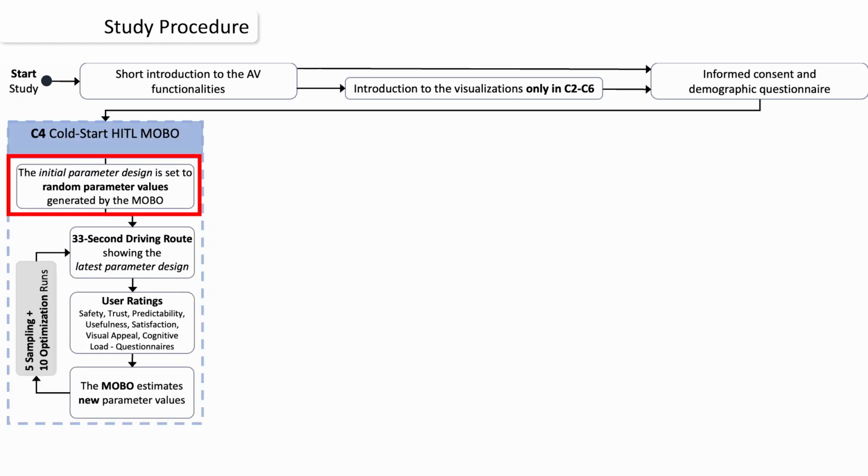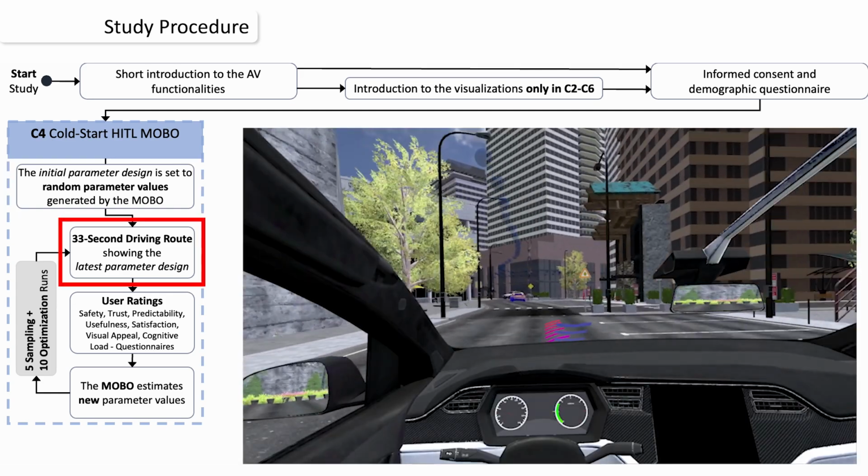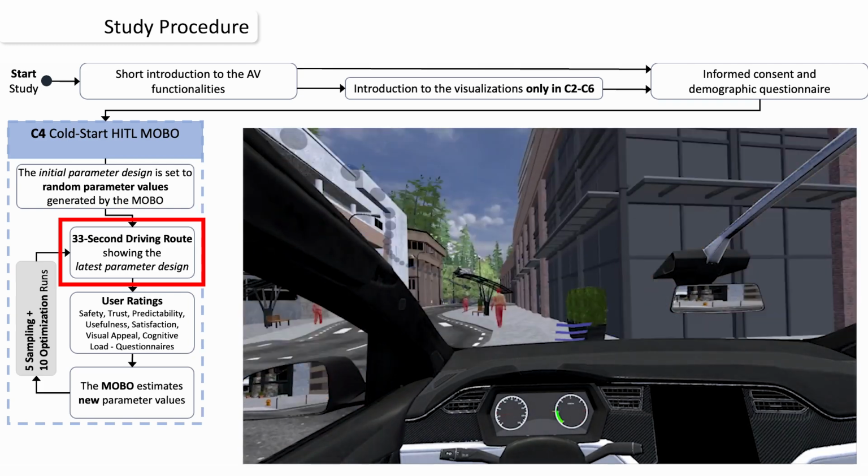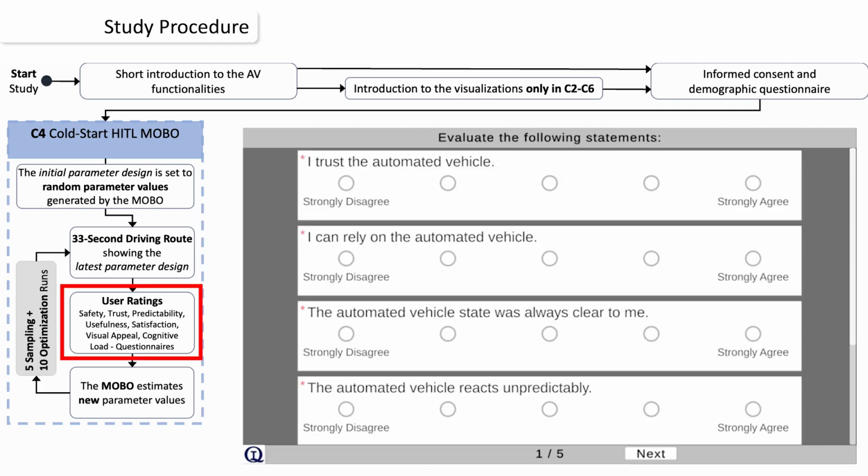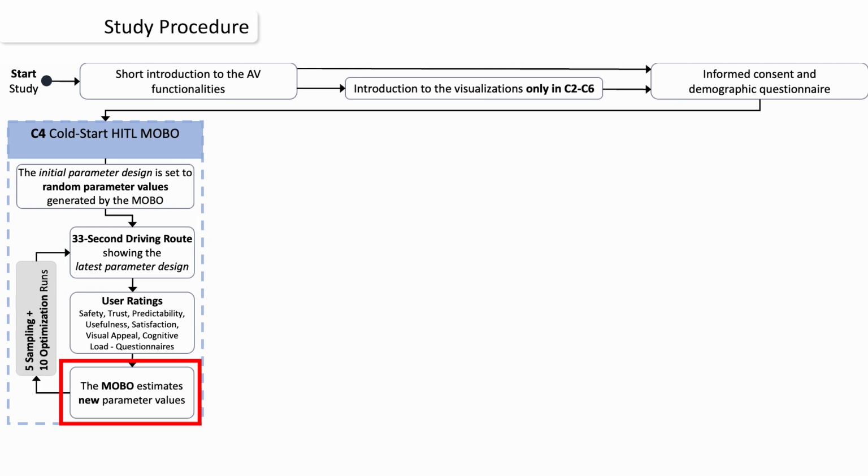In the cold start optimization, the optimizer initially selected random parameters for the first 5 iterations to sample users' individual ratings across the design space. Participants experienced the latest design in each iteration and provided subjective ratings, which the optimizer then used to estimate new parameter values for the next iteration.